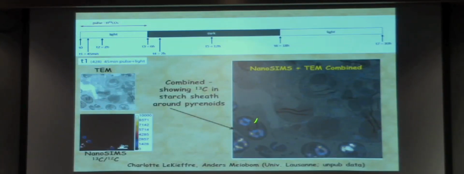You'll note, by the way, that this C13 is not distributed anywhere else through the cell, nor in the foraminifera, except maybe a little bit in spots in here where there might be some vacuoles that have DIC in them, but for the most part, these guys aren't lit up at all.